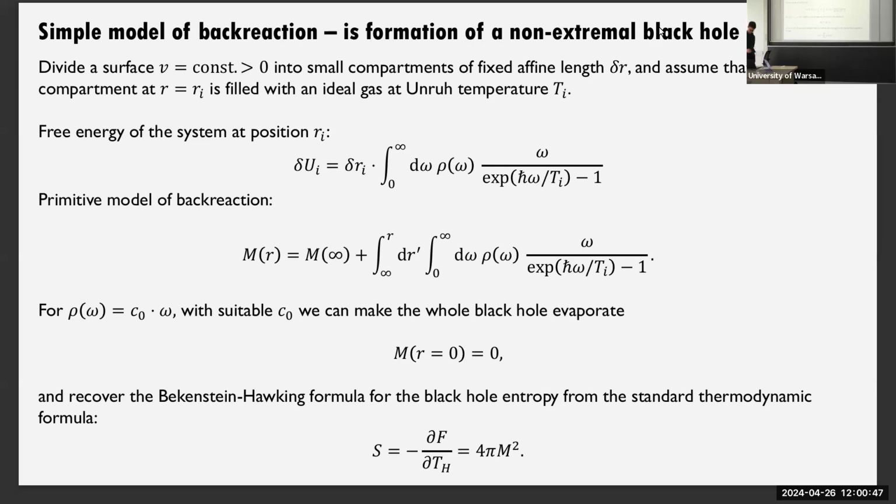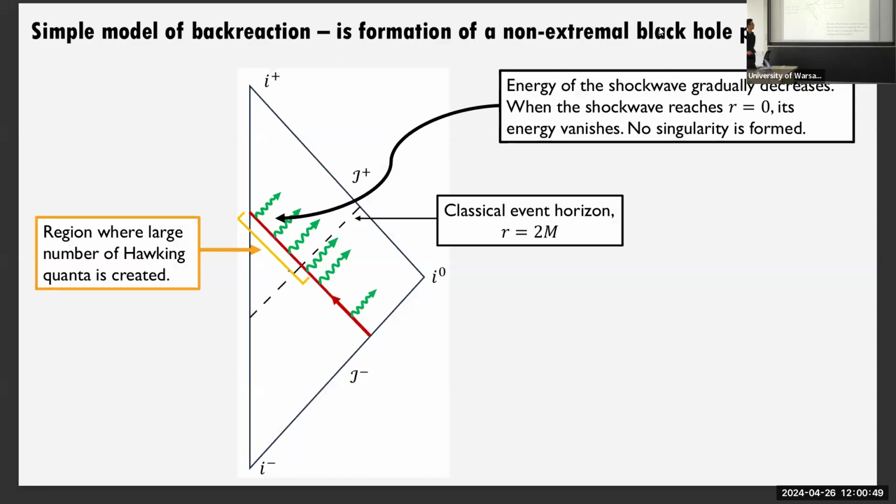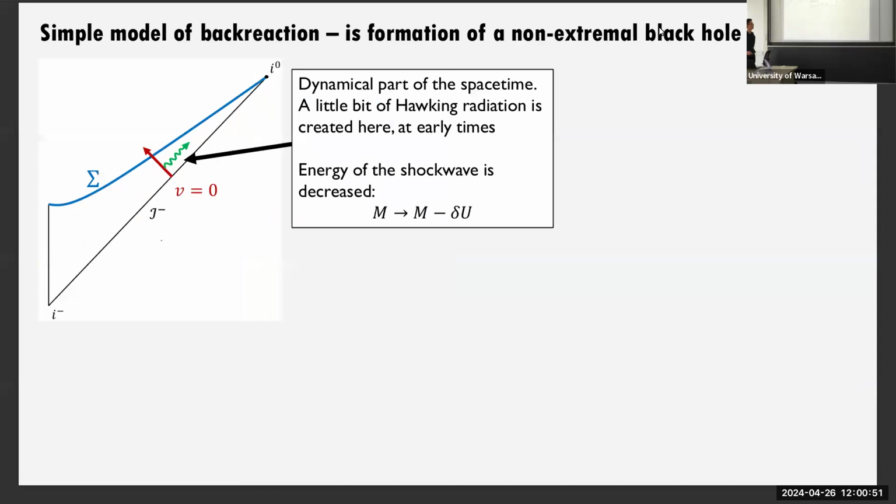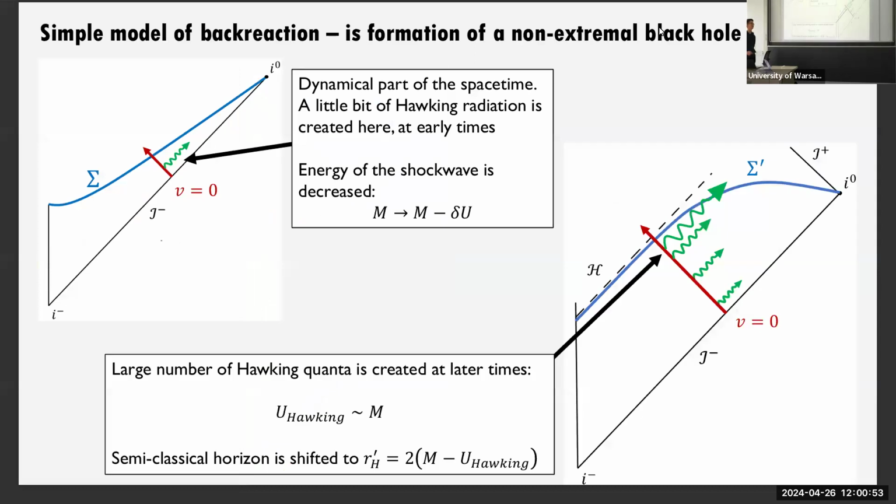I think that's not a problem, because if I have this stage of evaporation, this picture is very schematic, but the divergence in the number of Hawking quanta comes from the region near the horizon.